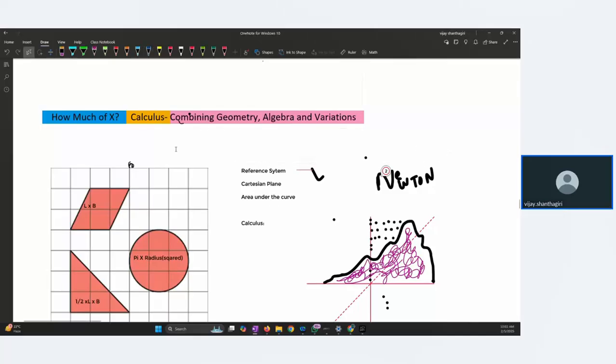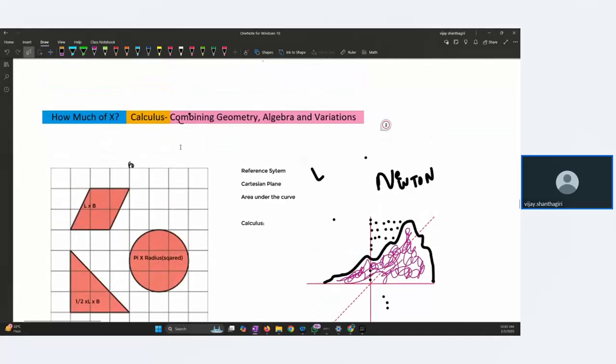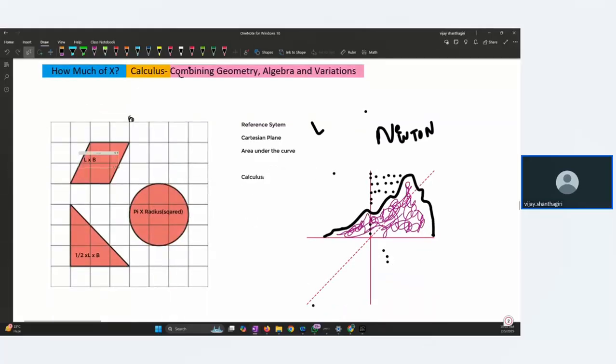Once the x is put, then we want to see the variation of the x, and that is given by calculus. It's very important that you see calculus as combining geometry, algebra, and variations. For example, in geometry, you see these figures here. If you want to calculate the area of any of these figures, the formula is ready: length into breadth, half into length into breadth, pi into radius squared.